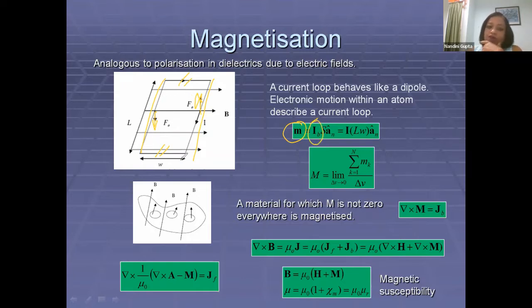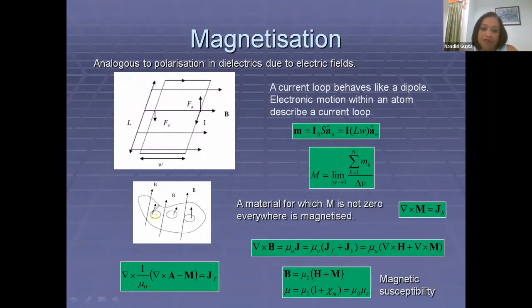So if this is not a real current loop, but basically the path of an electrical motion within an atom, therefore I call it I_B to differentiate it from free current I. So the magnetic dipole moment is equal to I_B times S, where S is the surface of the current loop, and it is in the direction of a_N.